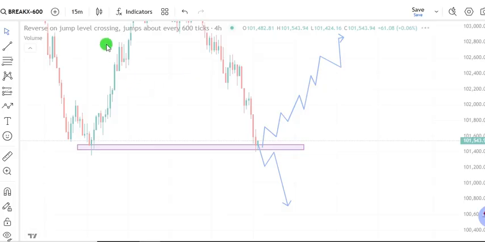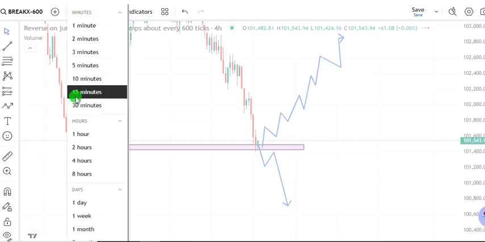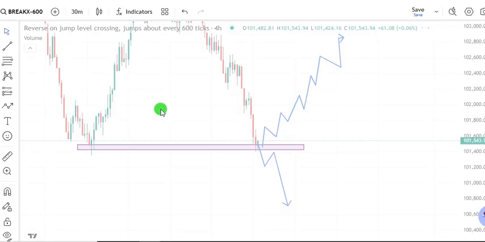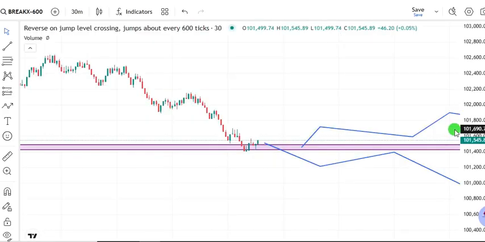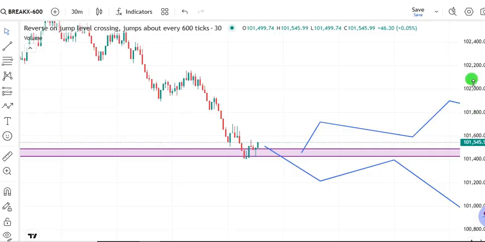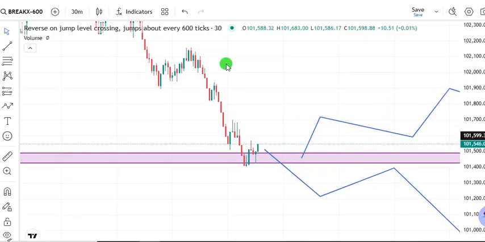Okay, I'm trying to open the 15 minutes. Why is it not coming up? Okay, let's go to 30 minutes if 15 doesn't want to come up. So let's check if the 30 minutes chart is going to come up. Yes, it actually did.